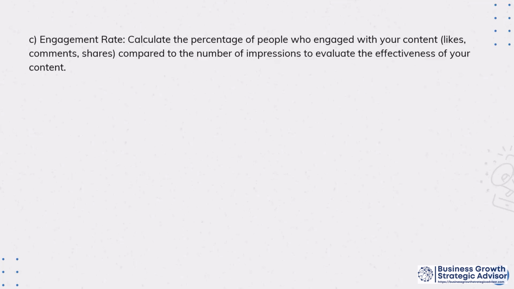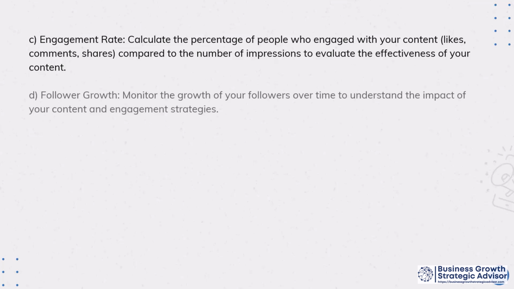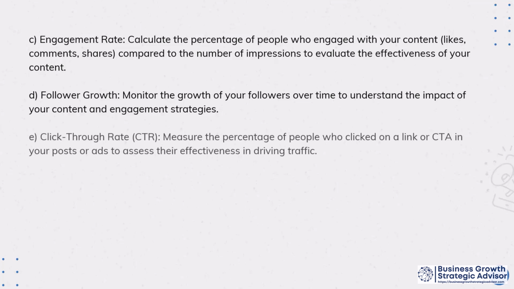C. Engagement rate. Calculate the percentage of people who engaged with your content, likes, comments, shares, compared to the number of impressions to evaluate the effectiveness of your content. D. Follower growth. Monitor the growth of your followers over time to understand the impact of your content and engagement strategies. E. Click-through rate, CTR. Measure the percentage of people who clicked on a link or CTA in your posts or ads to assess their effectiveness in driving traffic.